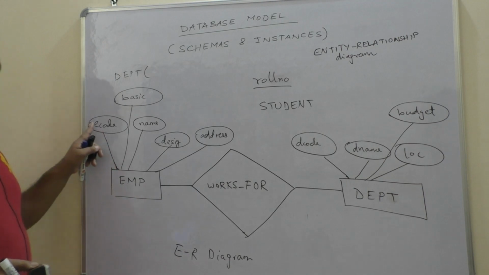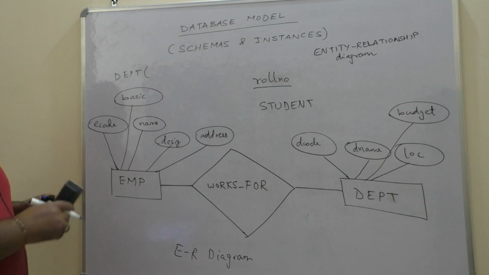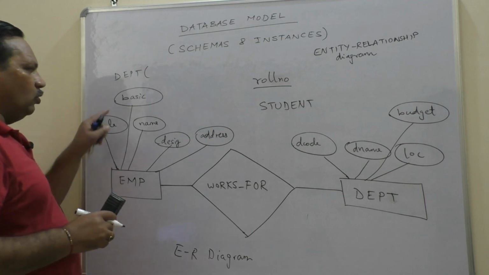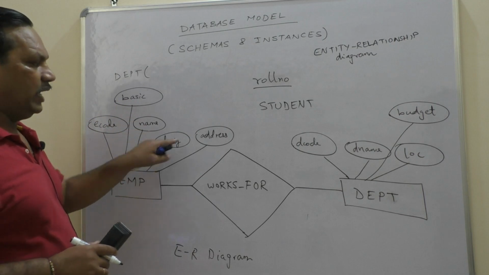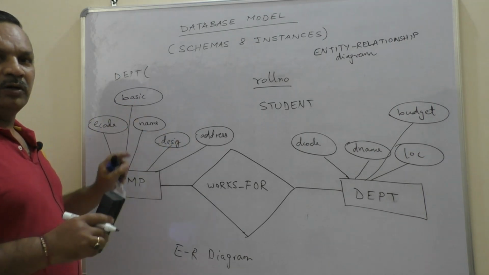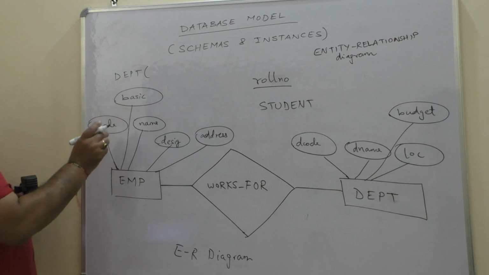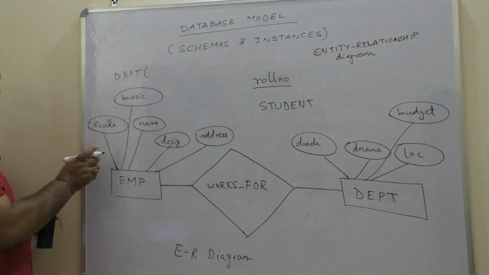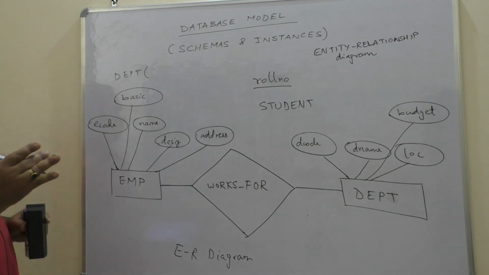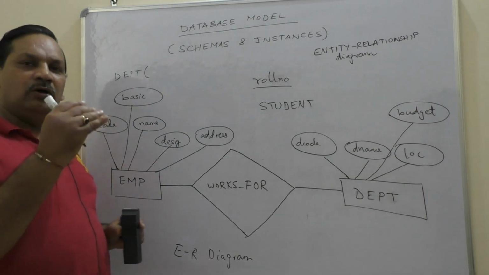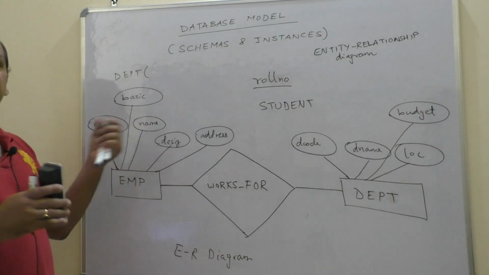Employee has got certain attributes or columns, called employee code, basic salary, name of the employee, designation of the employee, address of the employee, and so on. Clear? Now tell me, what do you think is the unique column here? Which two employees? Any two employees may be having the same name.